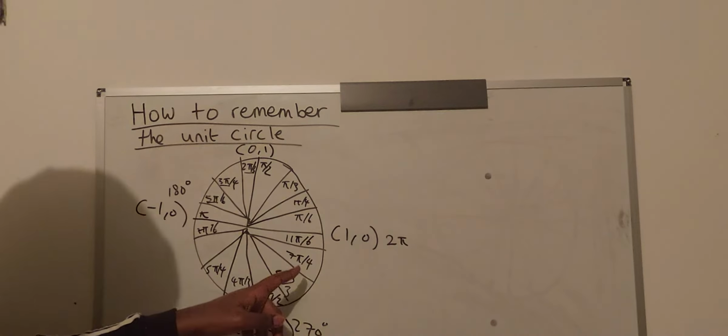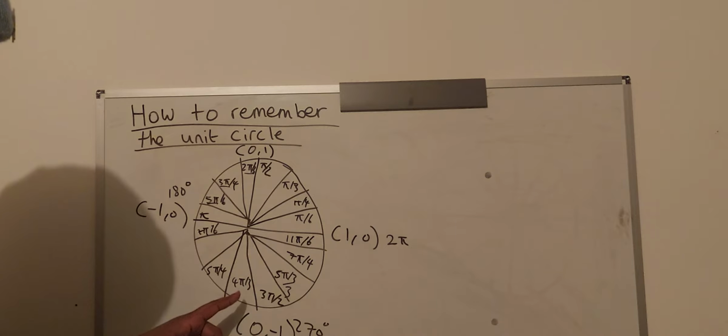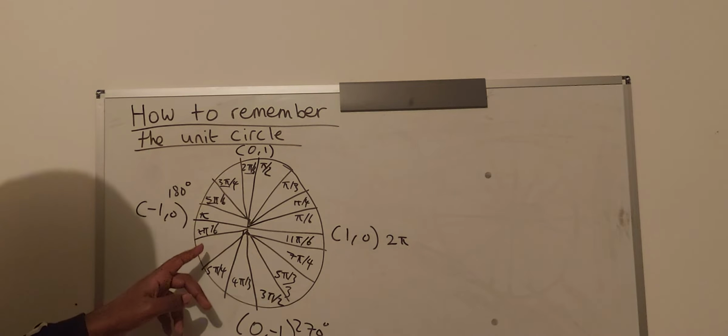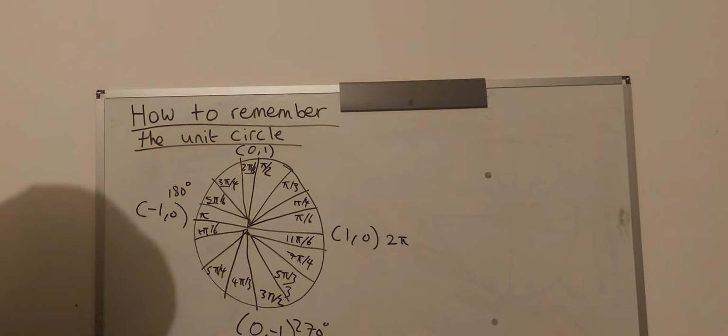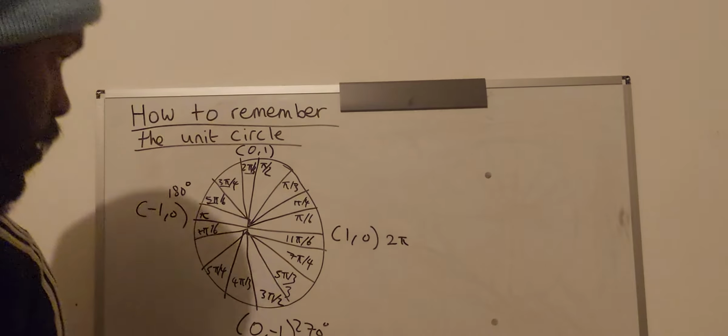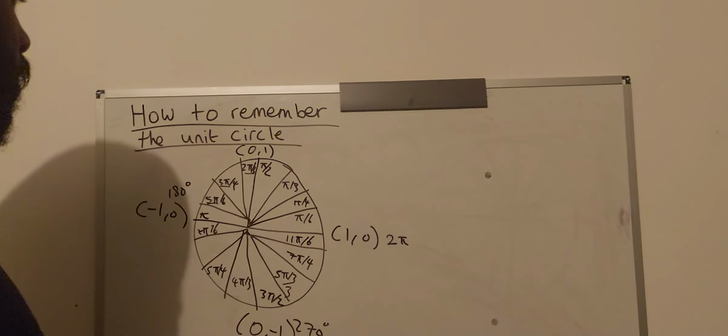7 pi over 6, 7 pi over 4, 5 pi over 3, 4 pi over 3, 5 pi over 4, 7 pi over 6, 5 pi over 6, 3 pi over 4. Yeah, it's good. We're correct, 100%. Now, there's another thing that you guys need to know.